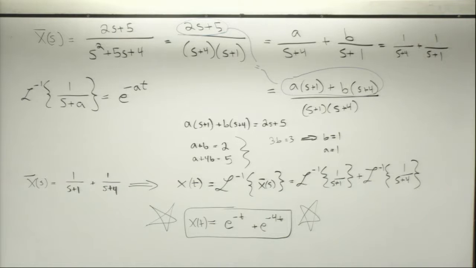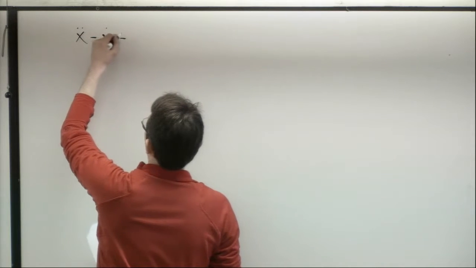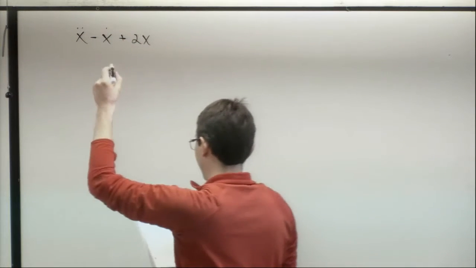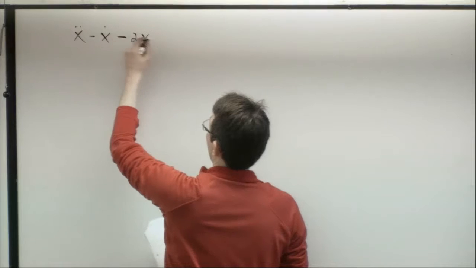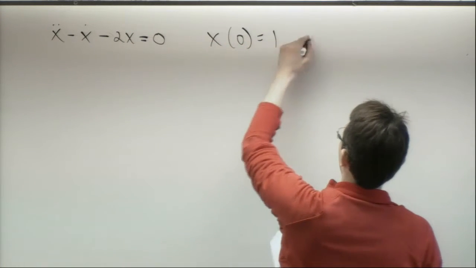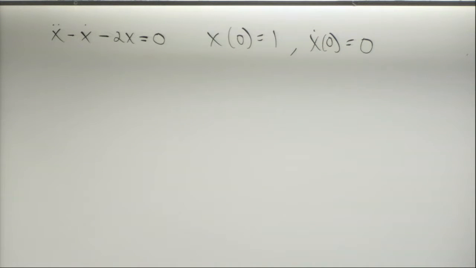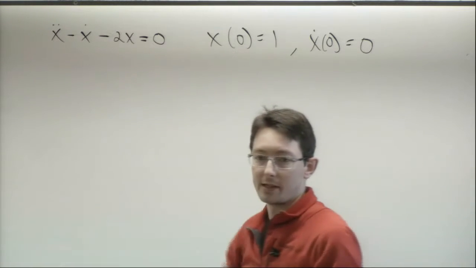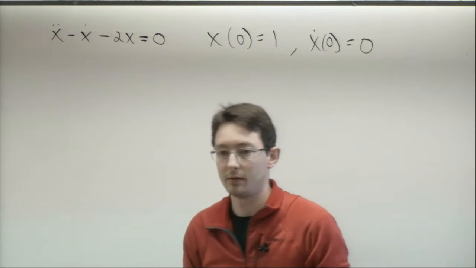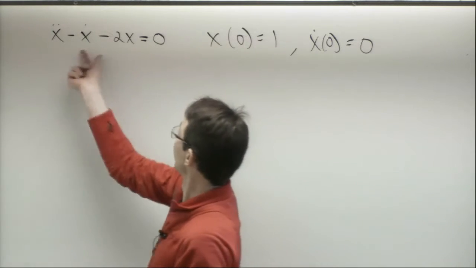Okay, so the Boyce-DiPrima example is also a second order differential equation. It's just x double dot minus x dot minus 2x equals 0 with initial conditions x of 0 equals 1 and x dot of 0 equals 0. So we can solve this one super easily. Let's just go through it. What do I do first? Okay, plug in the Laplace transform to each of these.